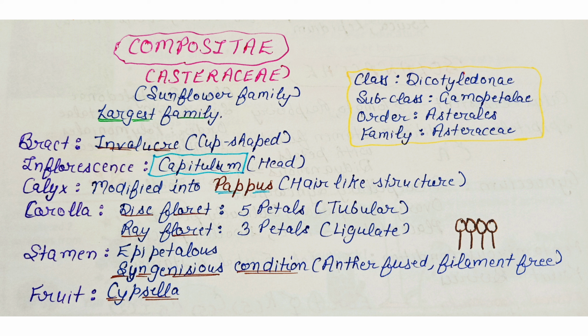Stamen shows the epipetalous condition. Another important character is here that anther is fused and filament is free. This is called the syngenesious condition. Fruit in this family is known as cypsela.